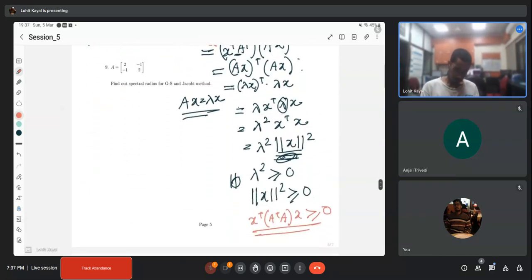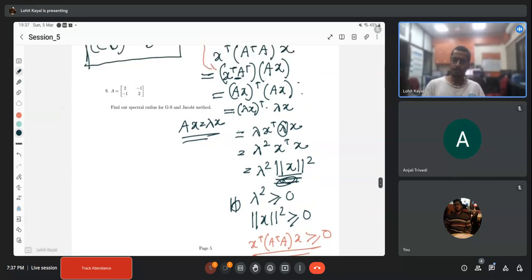All right. Now this is a new type of question. A matrix is given to you, A equal to [2, -1; -1, 2]. This is a symmetric matrix. Now you need to find the spectral radius for Gauss-Seidel and the Jacobi method. GS is the Gauss-Seidel method. Now, what is spectral radius? As discussed in the class, spectral radius is the largest eigenvalue in absolute value corresponding to some matrix.